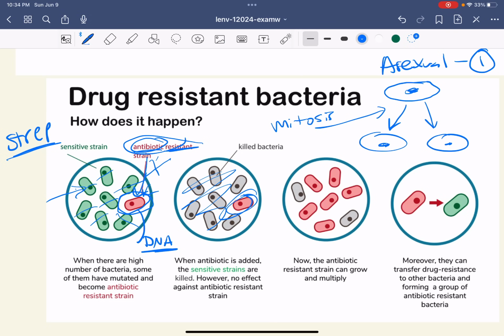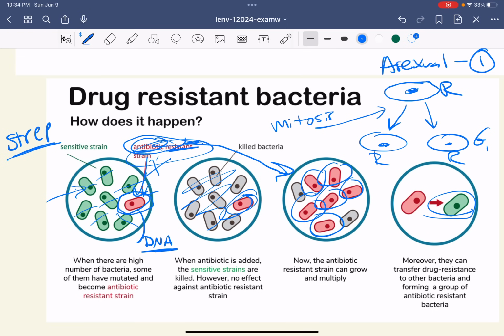So the resistant bacteria will make 2 new resistant babies. The next generation, okay, is going to be resistant to the antibiotic. So then what happens? Then they start growing and growing, mitosis, asexual reproduction. So then if you use the same antibiotic, they're just going to keep growing. They're just going to keep growing because it is resistant to this antibiotic and it will not die.